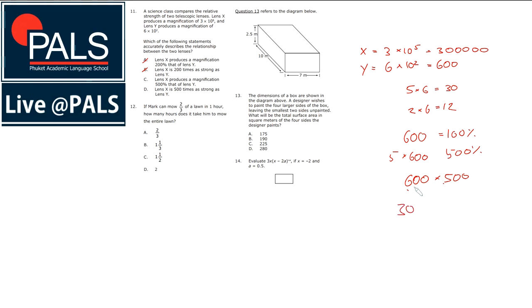We already did that, and then we have 4 zeros left. 1, 2, 3, 4. 1, 2, 3, 4, 5. 300,000, sorry, not 3 million. So that is the correct answer. Length x is 500 times as strong as length y.